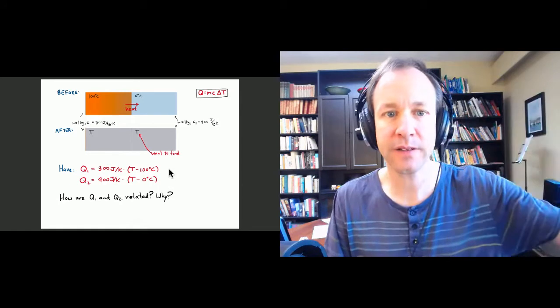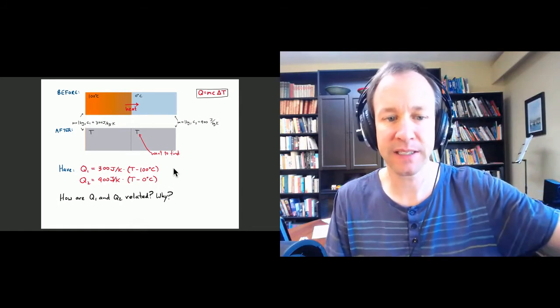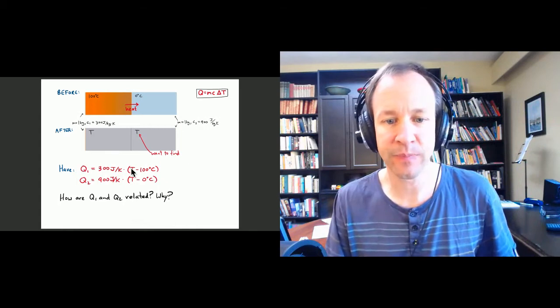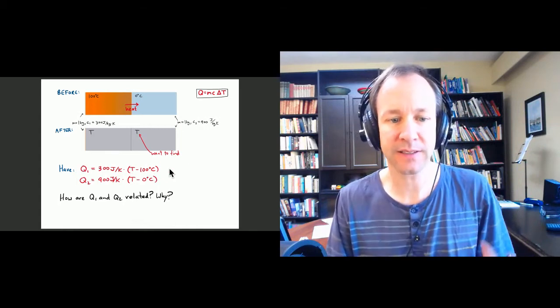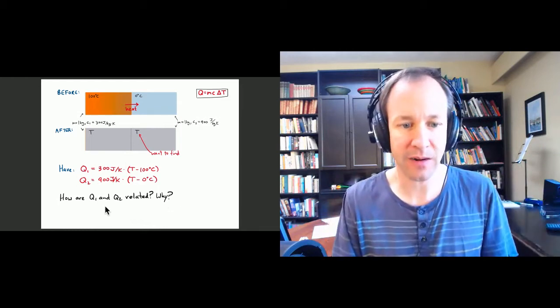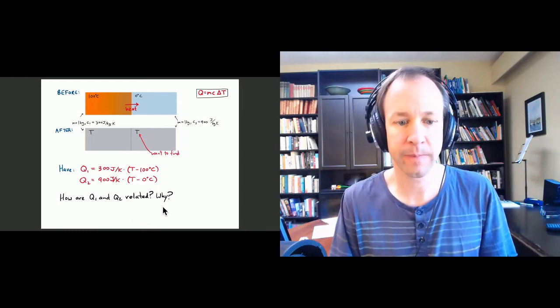So we've understood what's happening to each part. So we've written down these quantitative equations relating the heat flow to the temperature of the final system. And now we want to understand how are the different things related? How are Q1 and Q2 related?